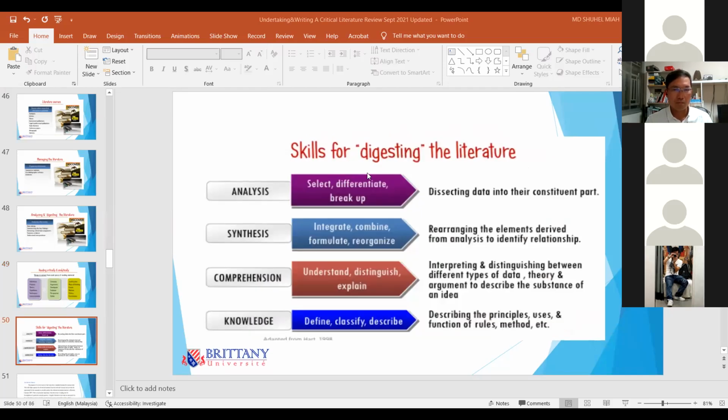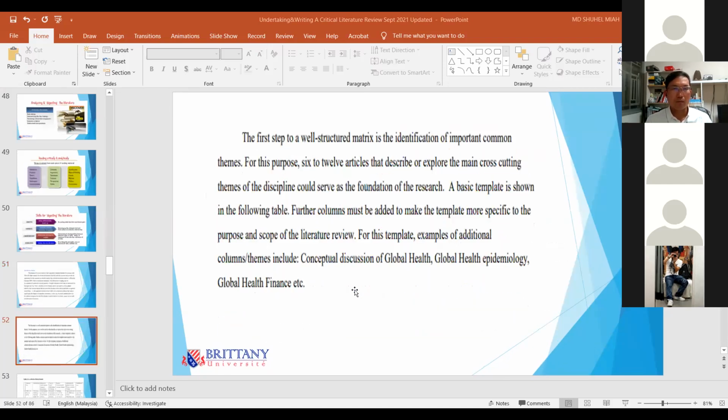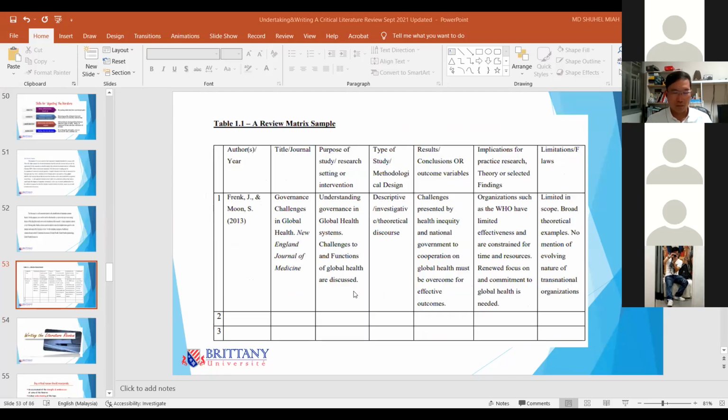Again, for your digesting, you need to analyze, synthesize, comprehend, and then you find your knowledge. When you read, you do analysis, and then you synthesize information from the various articles. The metrics I have shown you earlier will help you to synthesize the information and find out which article is relevant, which is not relevant.